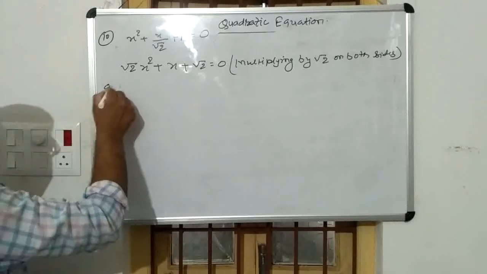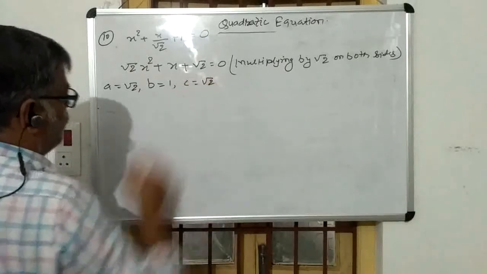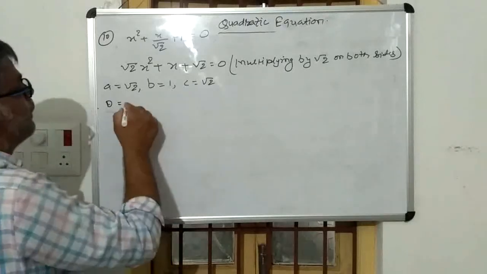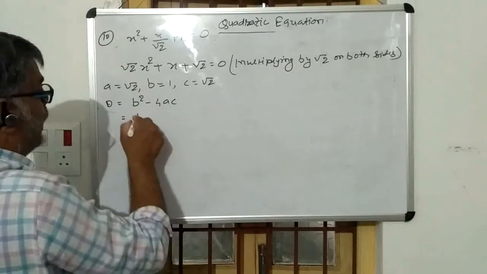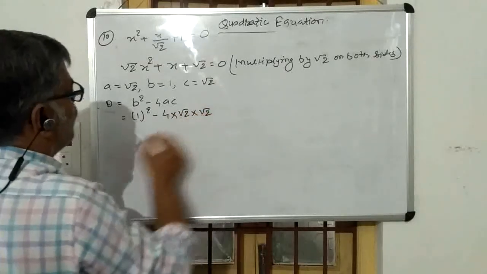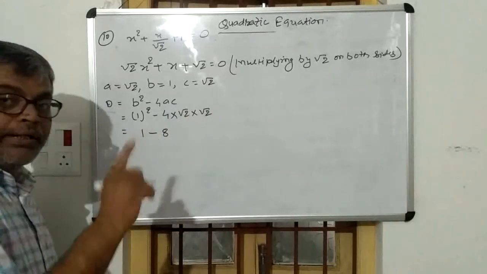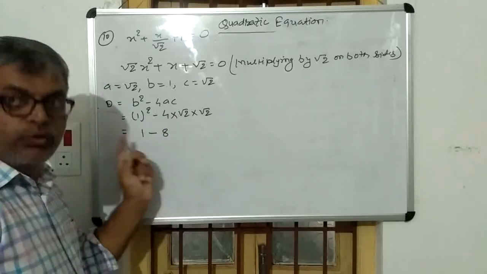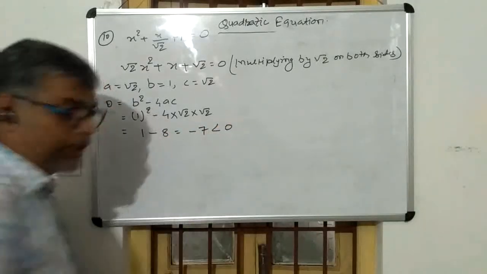So now here you have a equals to root 2, b equals to 1 and c equals to root 2 also. Now you find its discriminant. As you know the formula D equals to b square minus 4ac, which is equal to 1 square minus 4 into root 2 into root 2. Root 2 and root 2 when you multiply, it will become 2 and 4 into 2 is equal to 8. So 1 minus 8, that is equal to minus 7, which is less than 0.